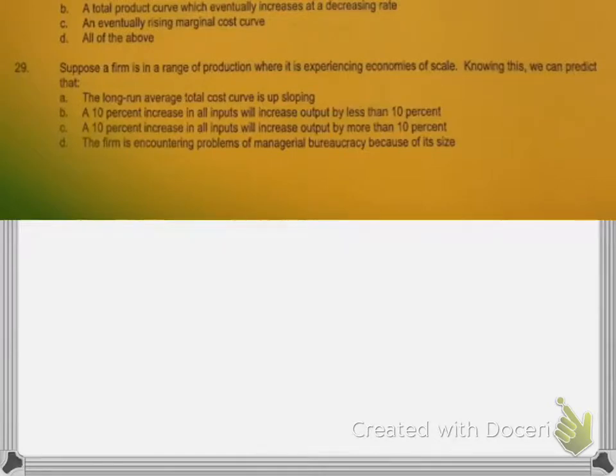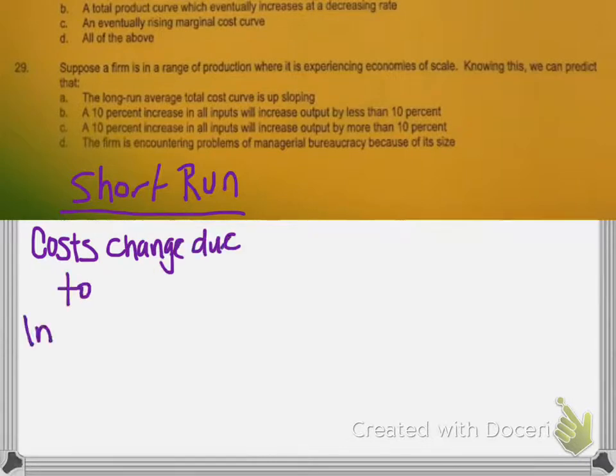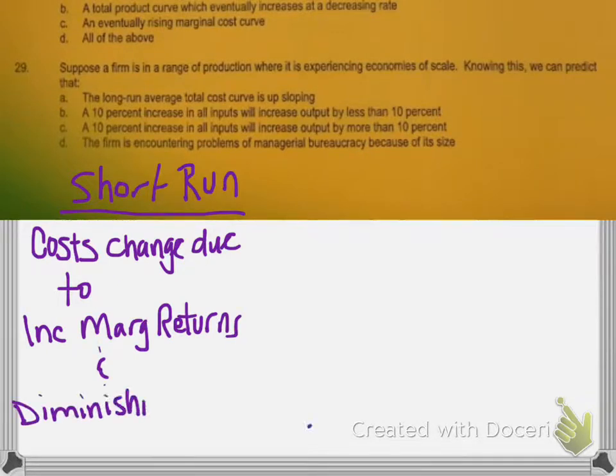All right, so let's go on to number 29. For this one, if a firm is in a range of production where it's experiencing economies of scale, this one is really about understanding the characteristics of the short run and the long run. So when we look at our short run, it means that costs are changing due to either increasing marginal returns, which causes your cost to fall, or diminishing marginal returns, which causes your cost to rise.